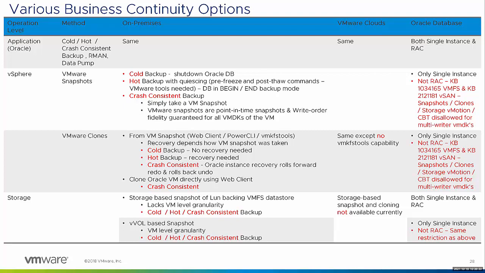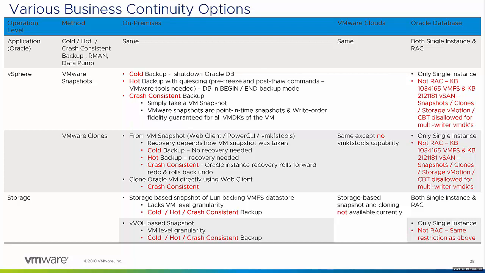Now, when we go one level down to the VMware vSphere level and start taking advantage of technologies like snapshots and clones, it works both on premises and on VMware Cloud as well. The only difference is that with VMware Cloud, there is no VMFS tool capability. Unfortunately, neither of these two technologies can be used for Oracle RAC. I've already spoken about this, the issue with the multi-writer flag. So this is only for a single instance.